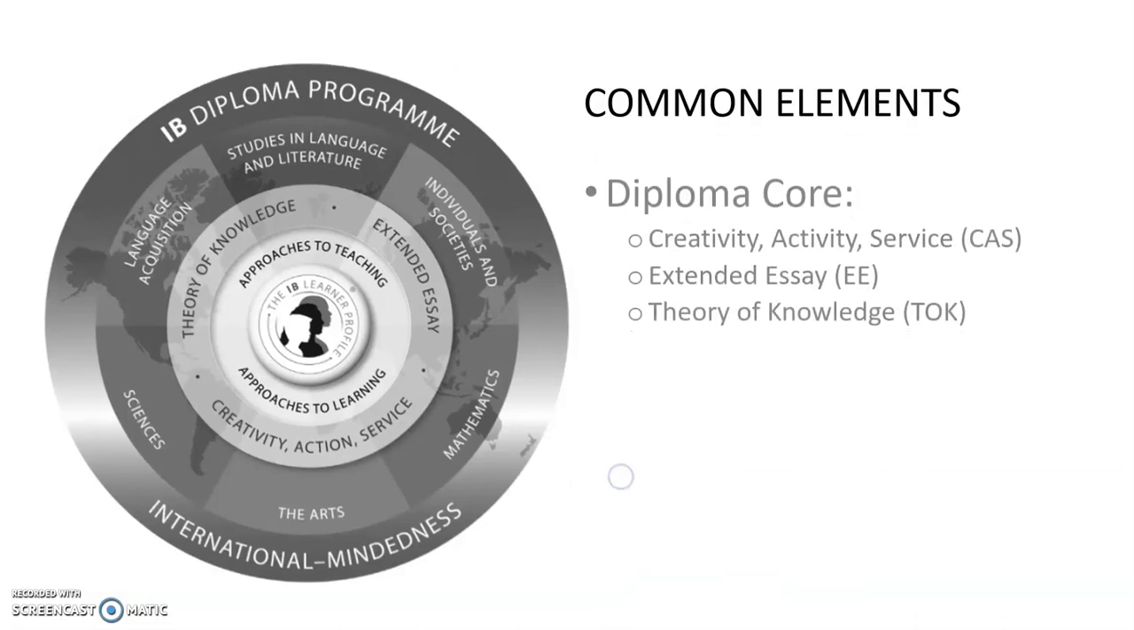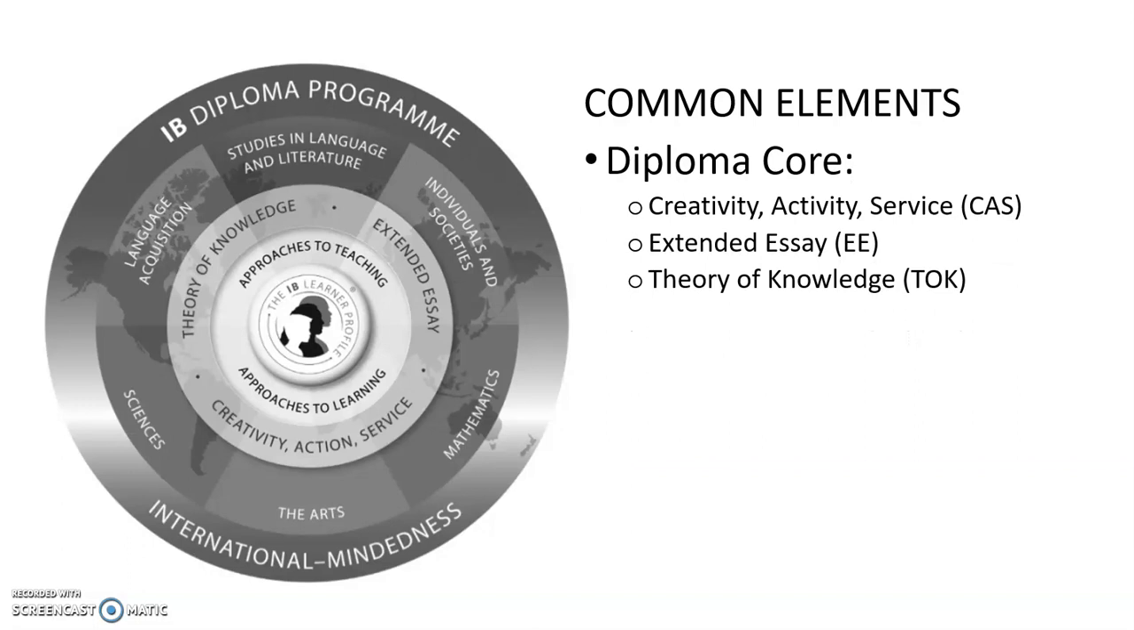First of all, we have the diploma core, which is composed of the CAS component, Creativity Activity Service, and then there's the extended essay, the research project, and then there's the course in Theory of Knowledge, TOK, about the nature of knowledge. As well as that, we have the learner profile in the center of the diagram with the 10 attributes which all of us are trying to establish in our daily lives and interactions with each other.